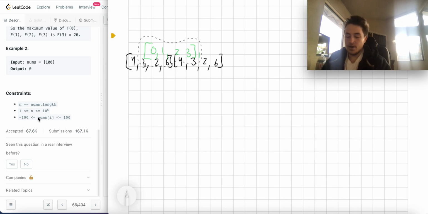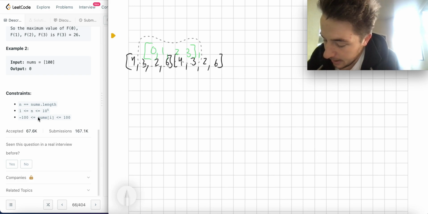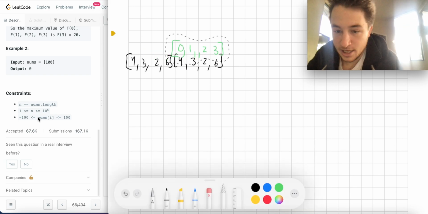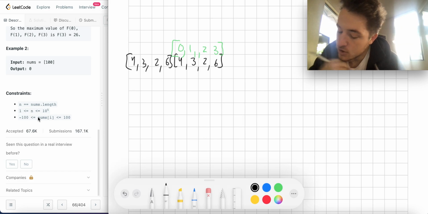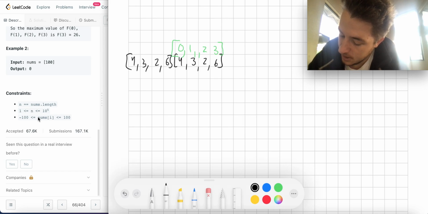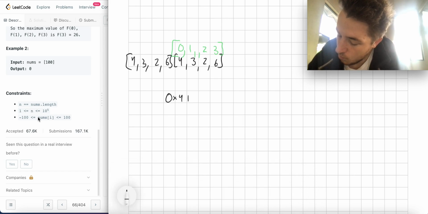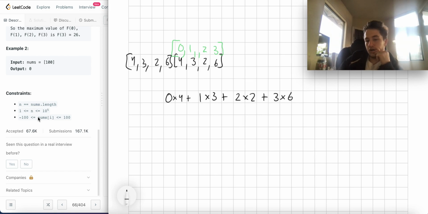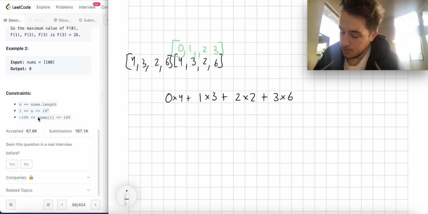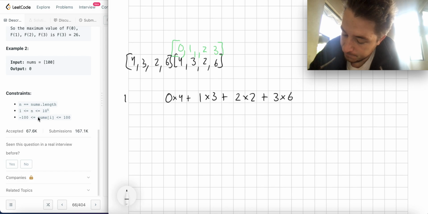Well, the way that I got to my solution is by thinking about what this actually means and how we can reuse information every time we compute. So when we find this first sum, we do 0 times 4 plus 1 times 3 plus 2 times 2 plus 3 times 6. Okay? So this is our first sum.